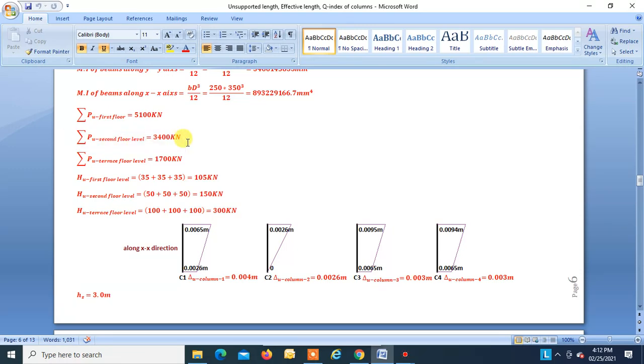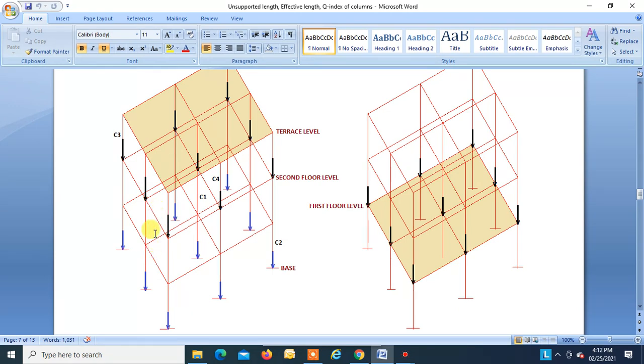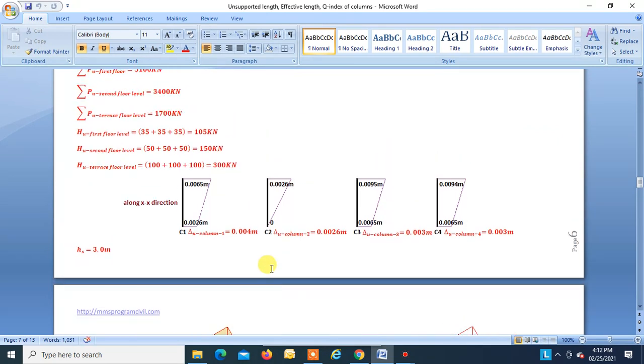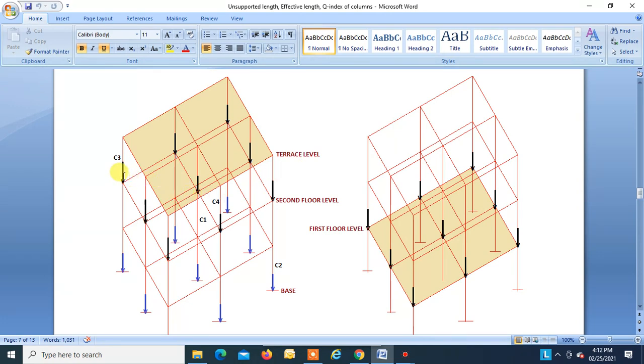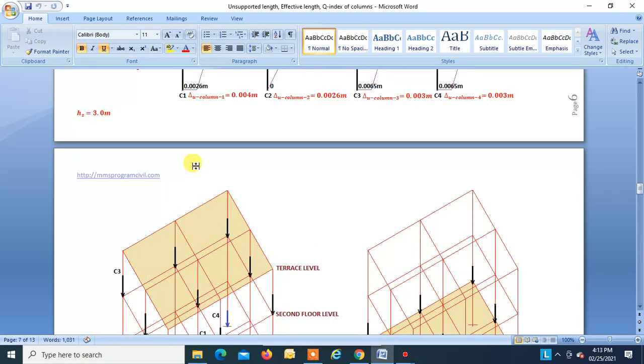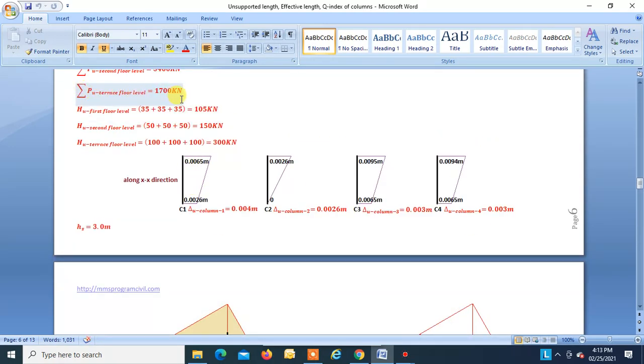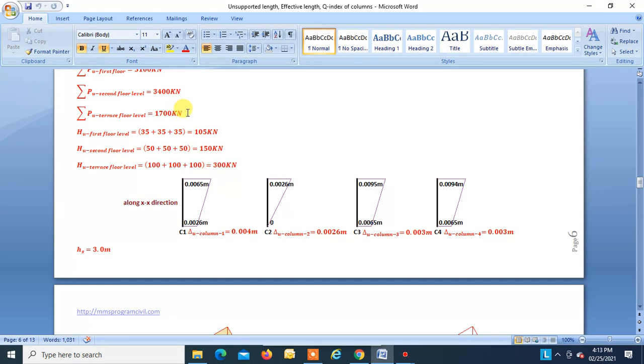Summation of PU second floor, that is we have to take the second story. So this is our second story. All these black arrows are the vertical forces in the column, you have to sum them up, and that will give you summation PU second floor, that is 3400 kilonewton. Now summation PU for the terrace floor level, that is third story. So this is our third story. Add all these black arrows, these are the vertical forces in the column. Sum them up, and this will give you summation PU for the third story, that is terrace level, 1700 kilonewton.